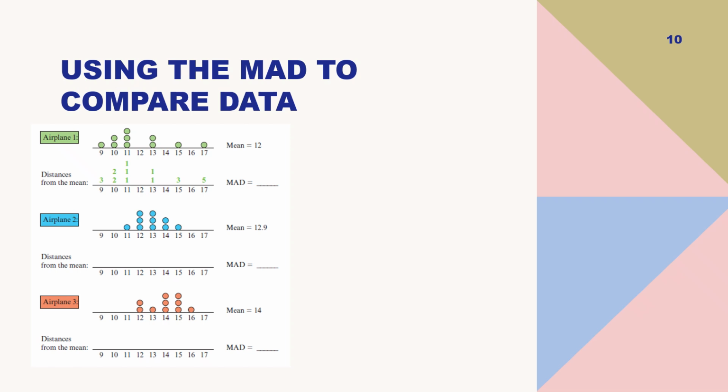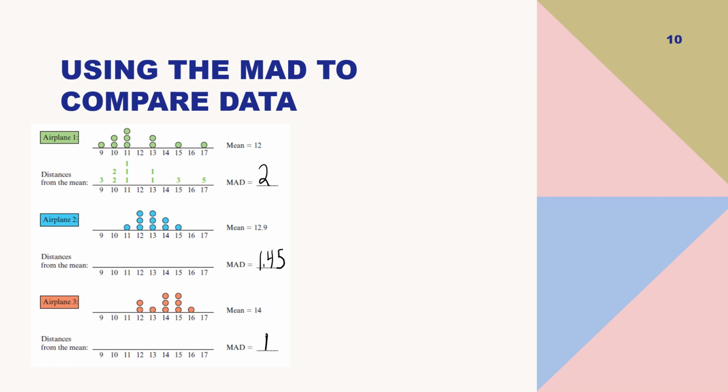The MAD for this first one ends up being 2. These are paper airplanes that are thrown. Airplane 2 has a MAD of 1.45, and airplane 3 has a MAD of 1.